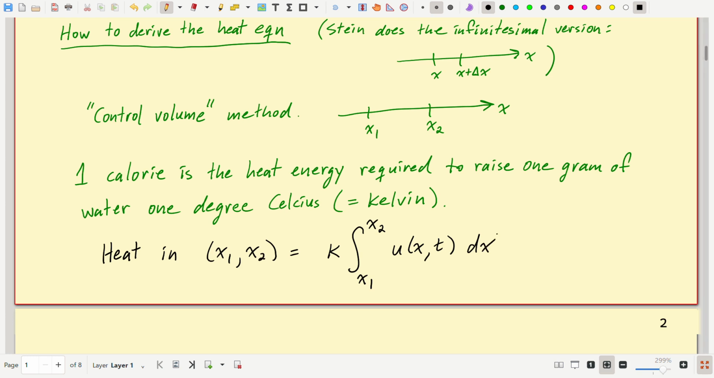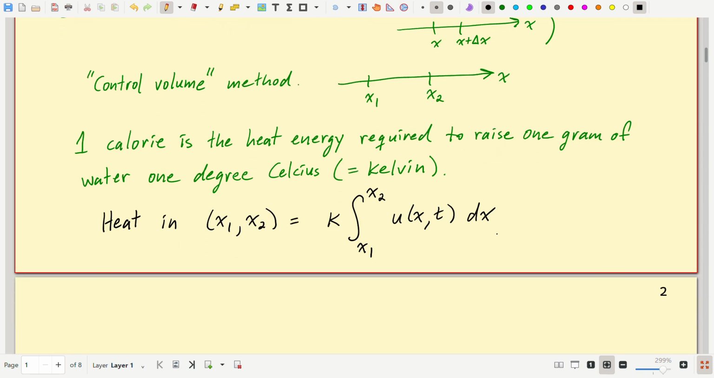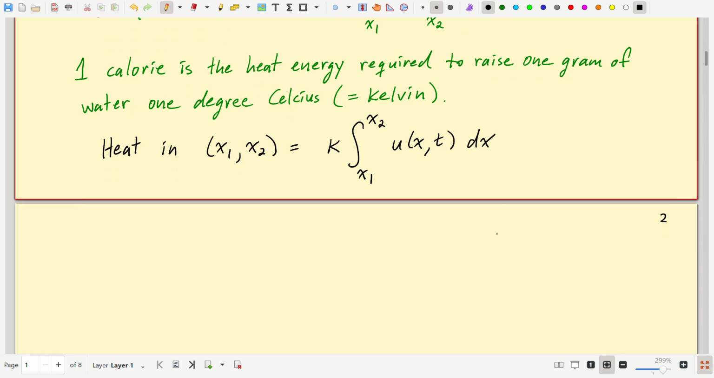Okay. The hotter the thing is, the more heat it contains. And the heat it contains is proportional to the temperature. So I'm adding up little delta x's there and saying, okay, that little delta x contains the number of degrees times some constant. Okay, that's the heat in there.